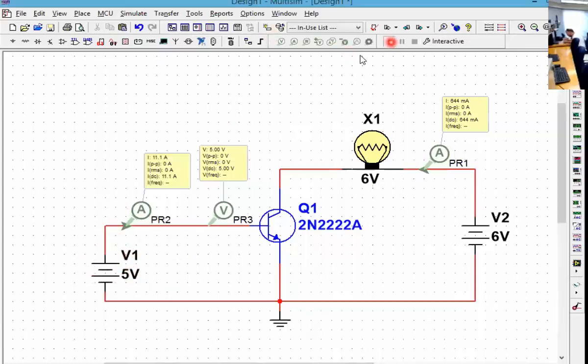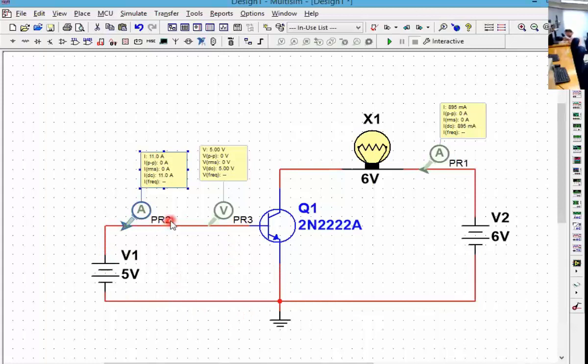So when I run this simulation, you see that the lamp was lit. The current drawn by the lamp is around 895 milliamps. The voltage on the base, as indicated before, is 5 volts. But the problem with this circuit is you see the current on the base is 11 amps going through the base like this. It leaves positive, goes through the base, and comes back from the emitter, pretty much like this.